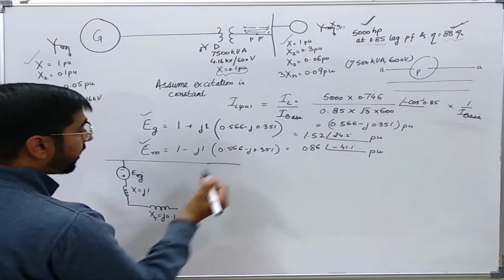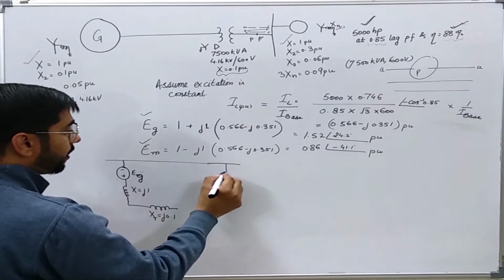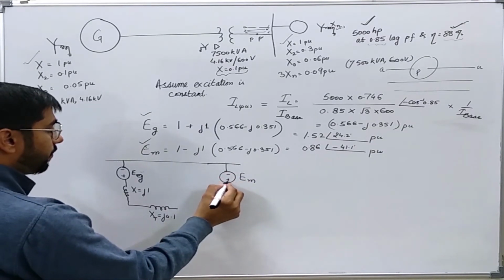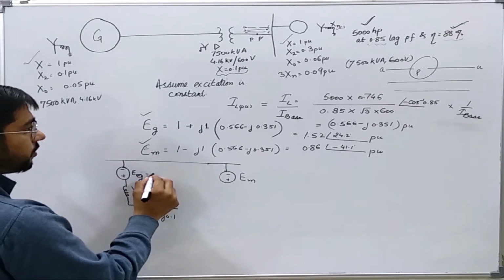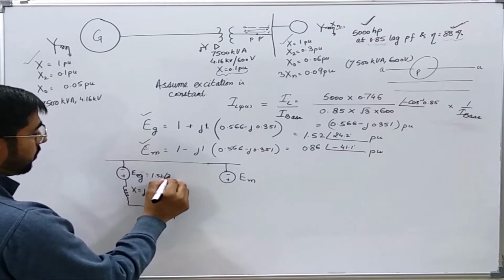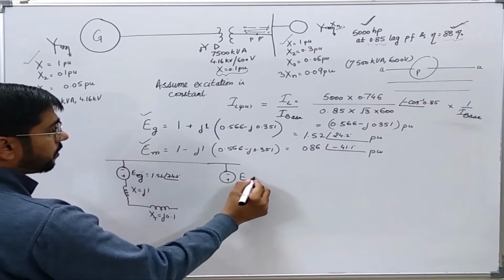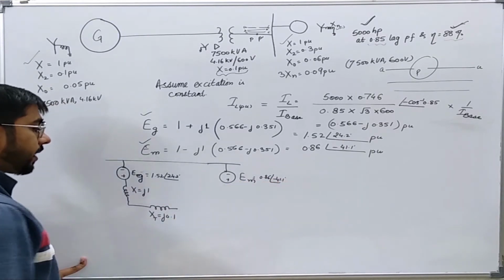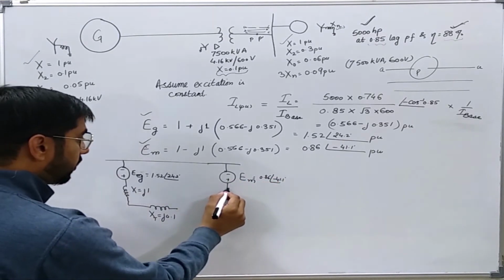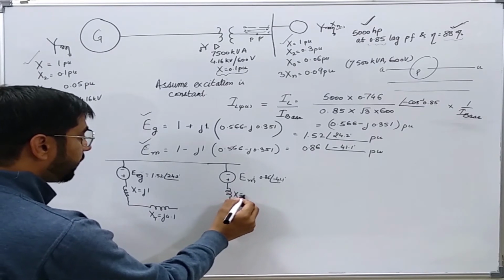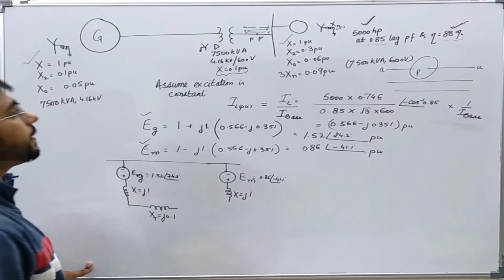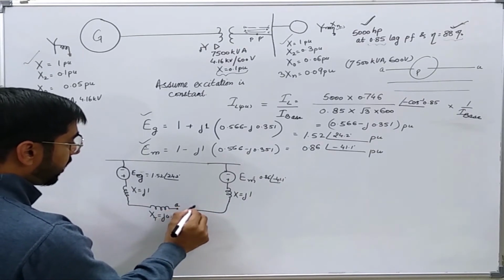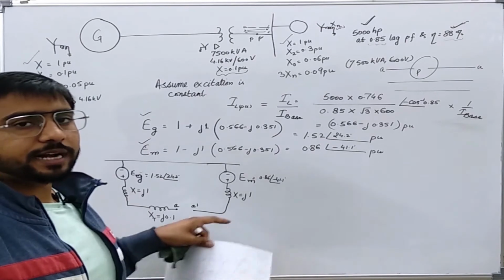Okay, now we will see the motor side. We will use Em instead of Em double dash. Let us write the values also. Okay, now this is the synchronous reactance of the motor, J1. Now this is the point A dash. This is the positive sequence network.